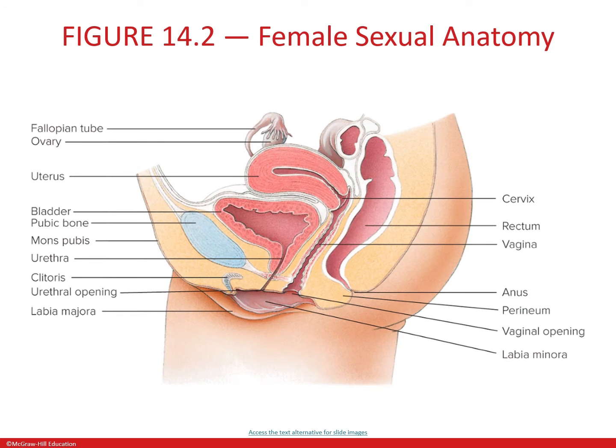Then we have the female sexual anatomy. So similar to before, here we have the bladder and how it leaves, the urethra. And then we have the anus, the rectum, and then we have the vagina.